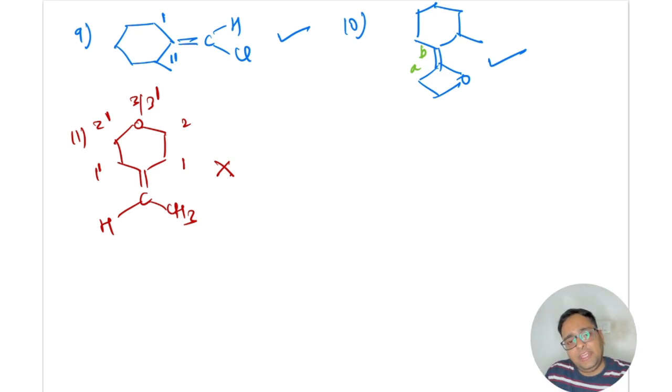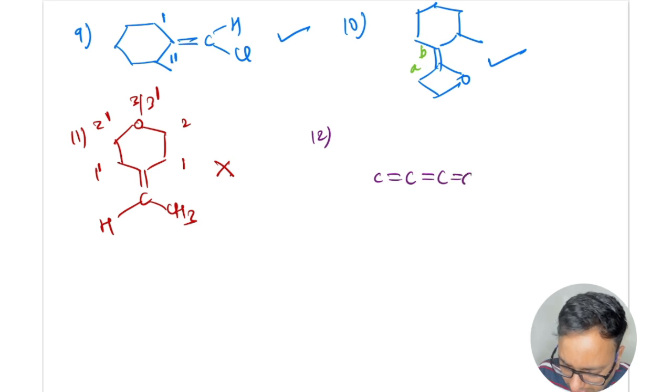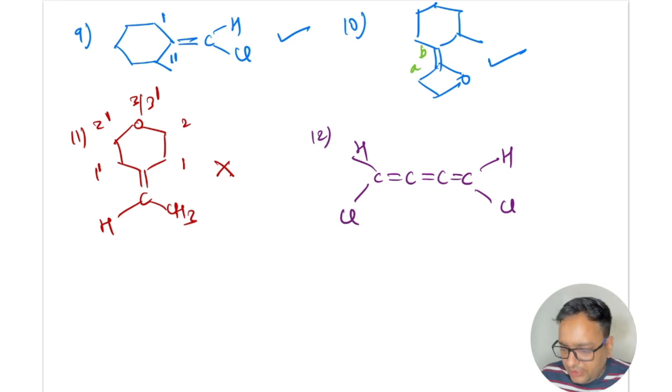Now we have a very important type of example. We call it an allene system, right? Allene system. 12 examples. Example 12, we are going to see. We have carbon double bond, carbon double bond, carbon double bond, carbon. Here we have hydrogen and chlorine. Here we have hydrogen and chlorine, right? So now will it show GI or not?